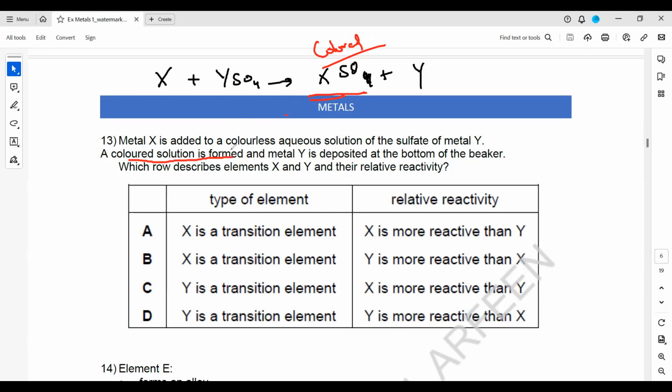A colored solution forms and Y metal is deposited. And because the reaction occurs, what does it give an idea of? It gives an idea that X is more reactive than Y. So X is a transition element and X is more reactive than Y.